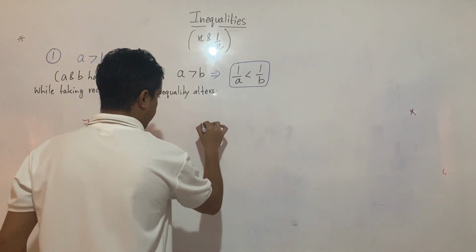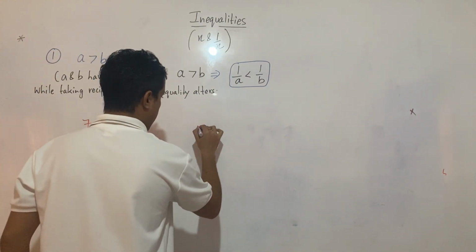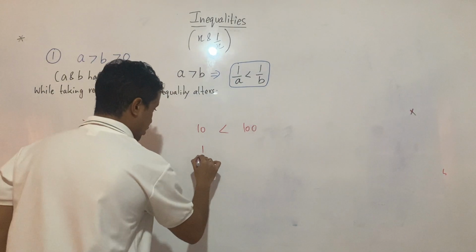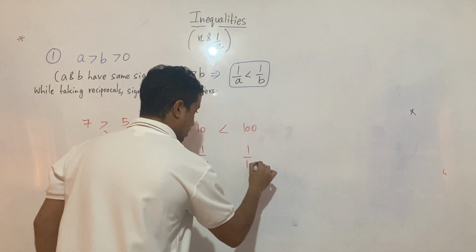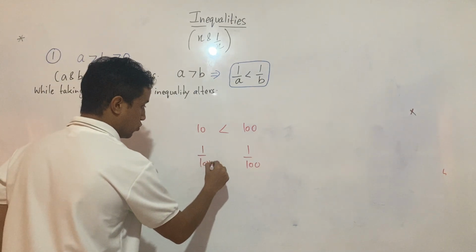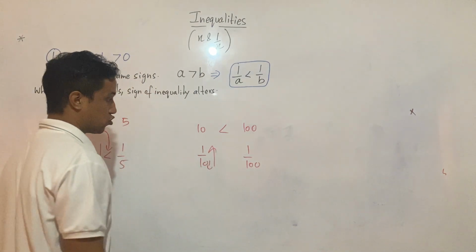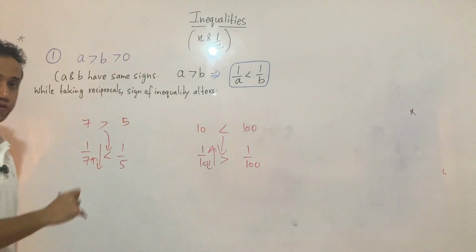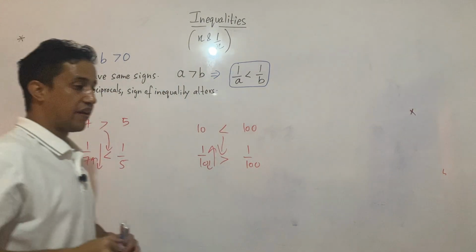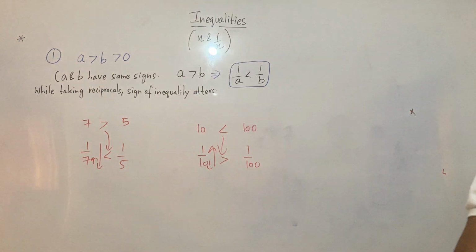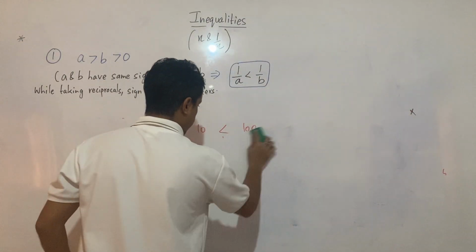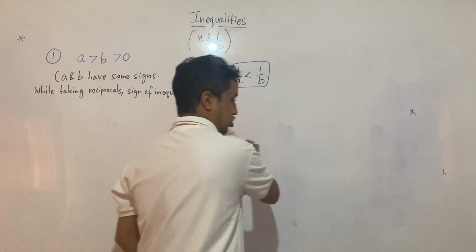Here you can take one more case. 10 is less than 100. Okay, if you do the reciprocal, now see here, lower value, this one is going to be higher. Okay, so the sign alters. Okay, so whenever the signs are same, then on taking the reciprocals, the sign of inequality has to change.